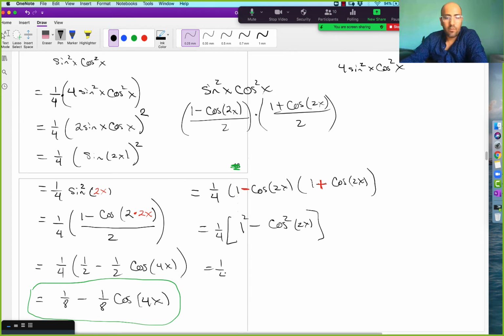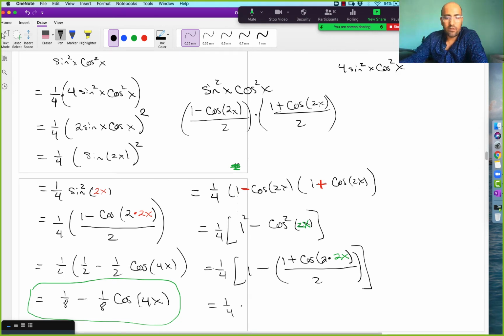Good. So we end up with 1/4, 1 minus, and then we apply our formula for cosine squared one more time. And the formula is 1 plus cosine of twice the angle. So again, the angle here is 2x, so there will be twice 2x. We're going to get 4x, all over 2. Make sure you put parentheses because this minus applies to the whole thing.